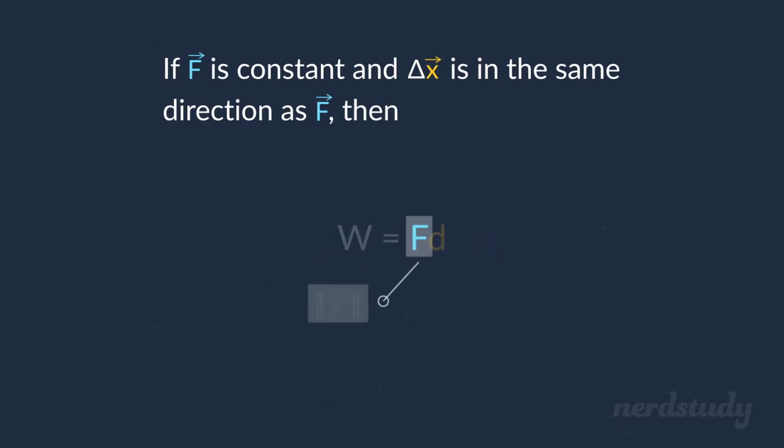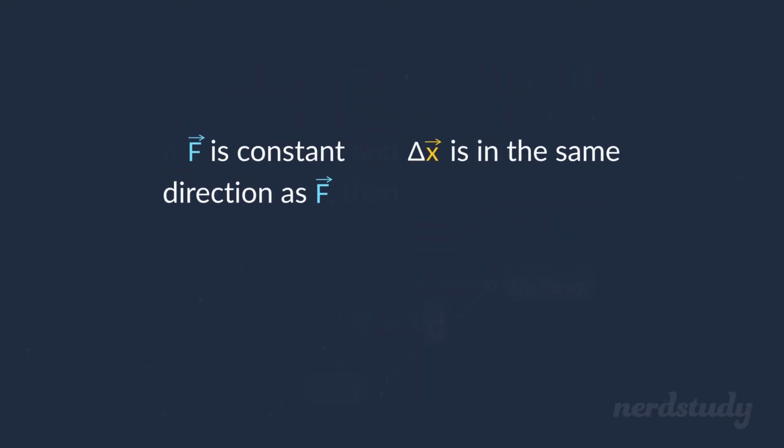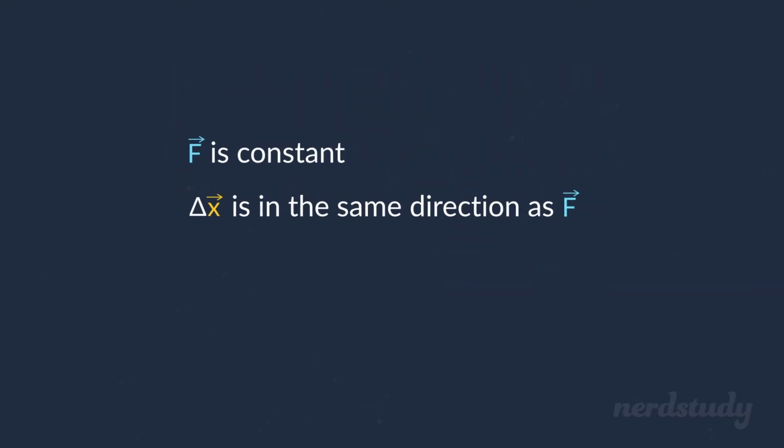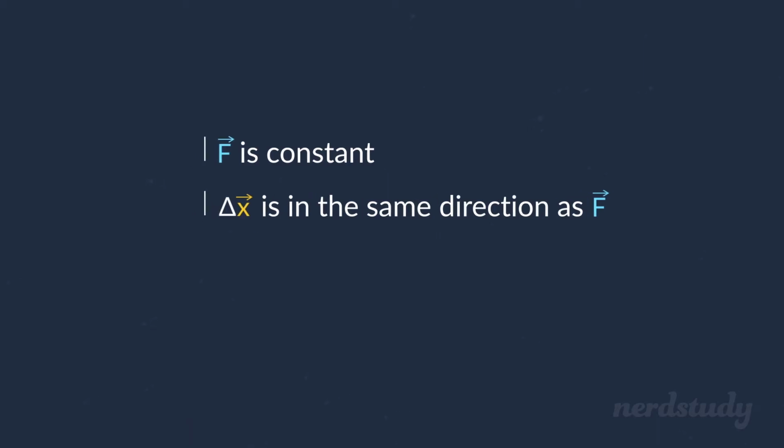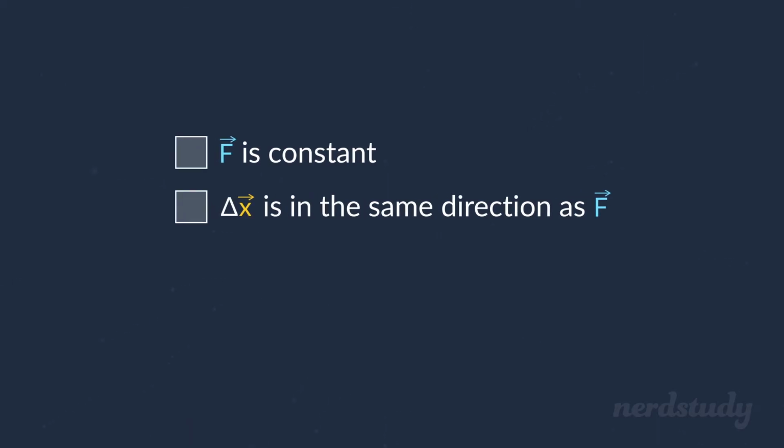F without the arrow represents the magnitude of the force, and D is just the magnitude of the displacement, in other words, the distance. Now here's the thing about this formula though. We have to be very careful to check that the conditions actually hold before we use this formula. In many cases, that's not a problem. After all, lots of forces are constant, like gravity near the Earth's surface.